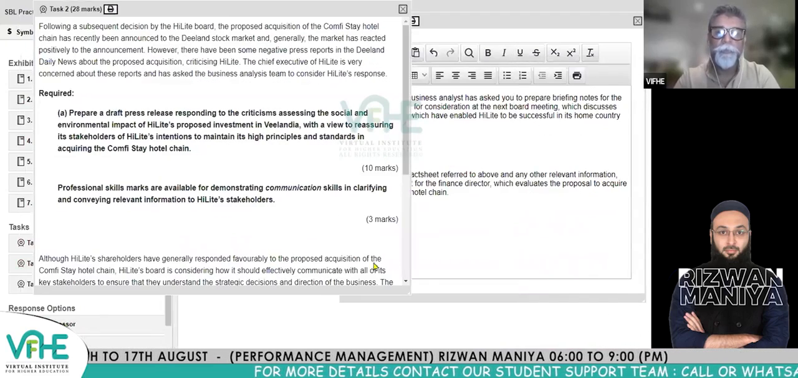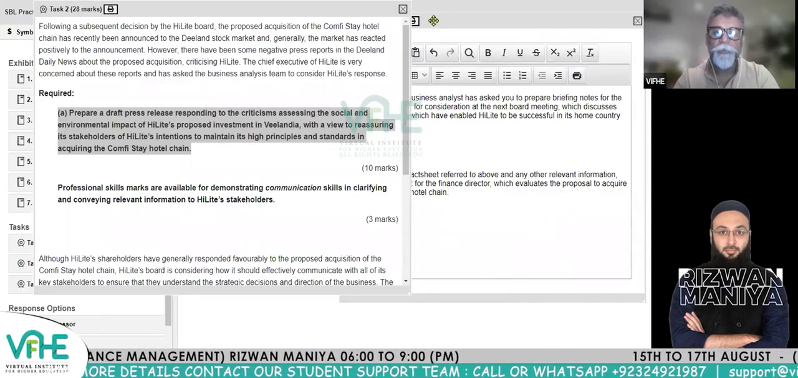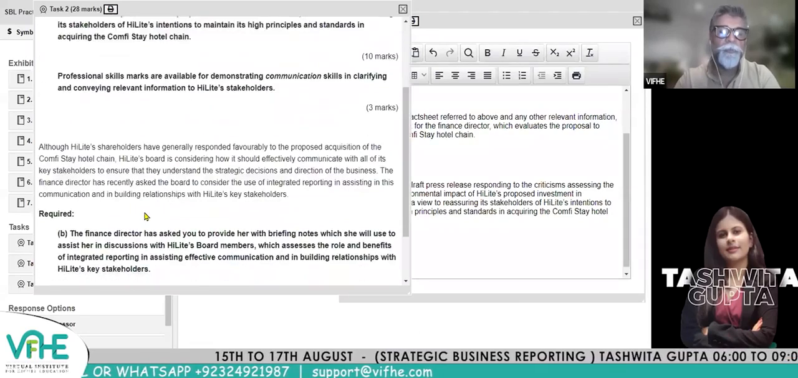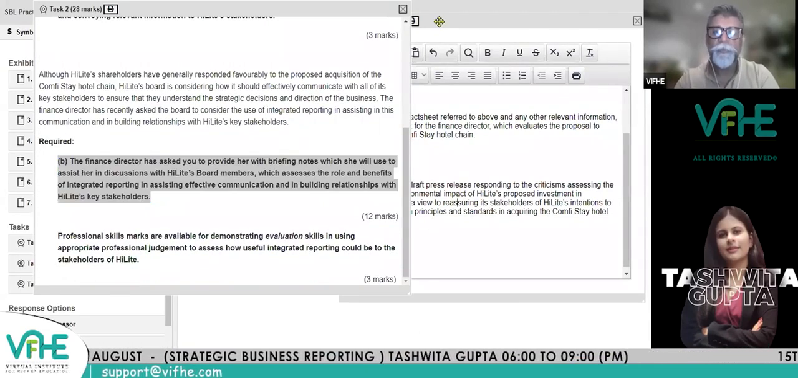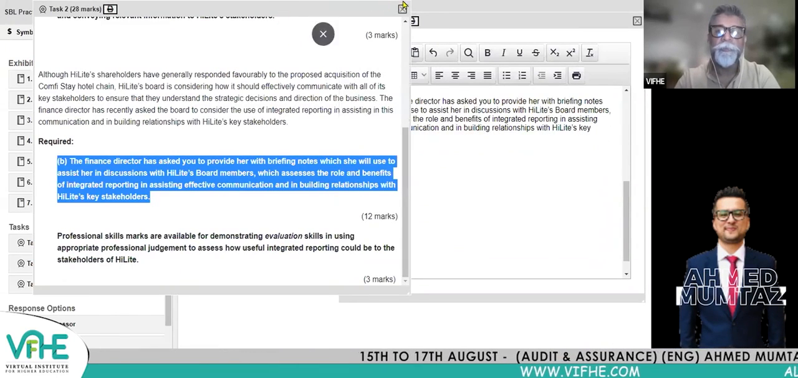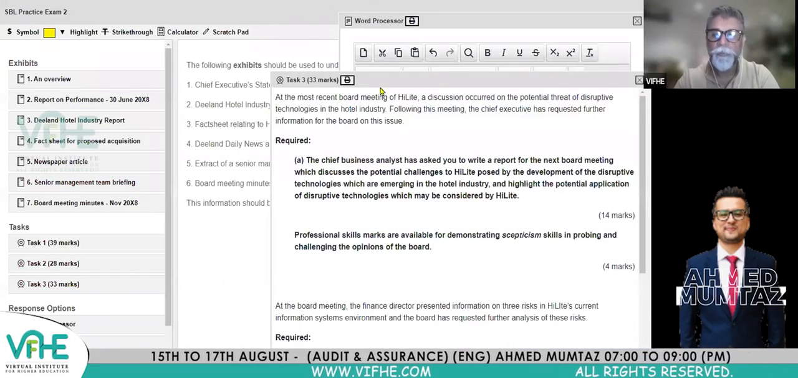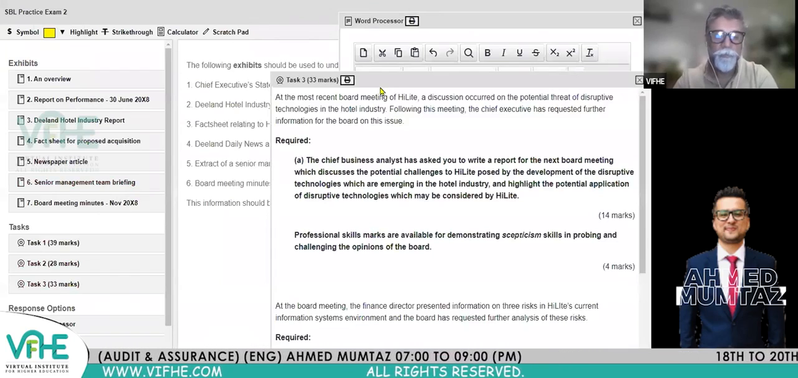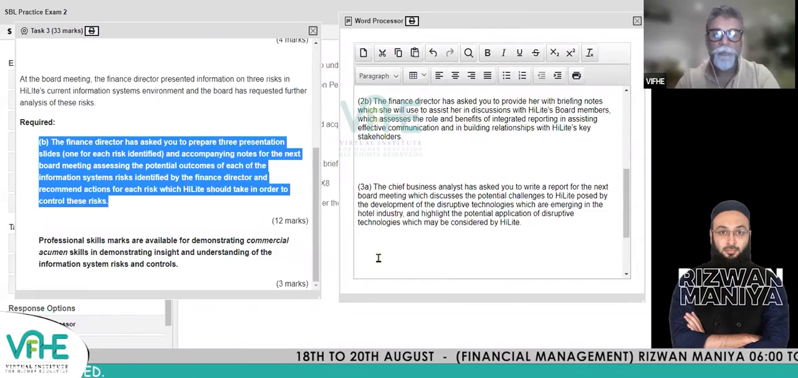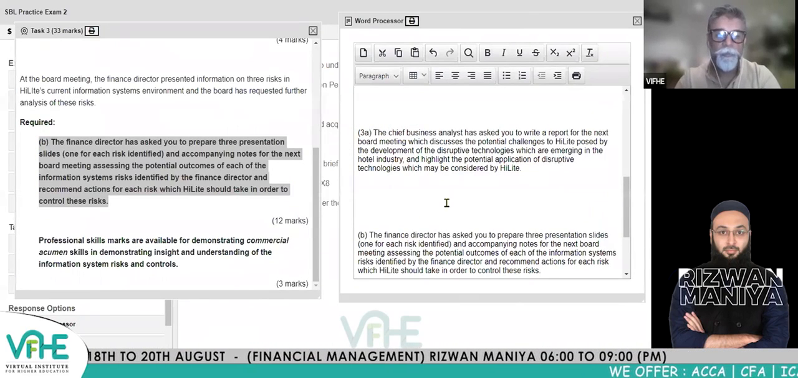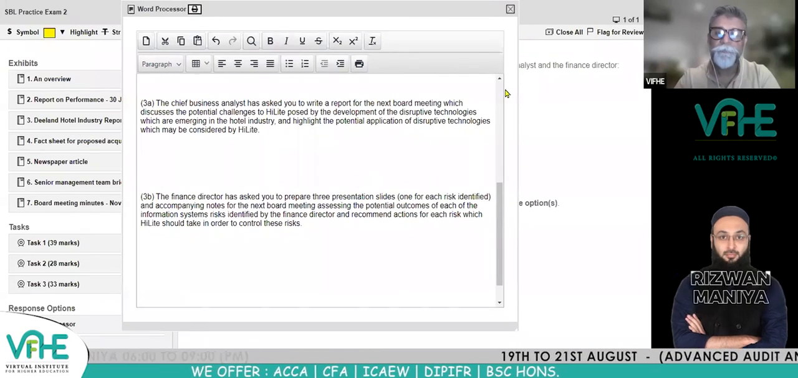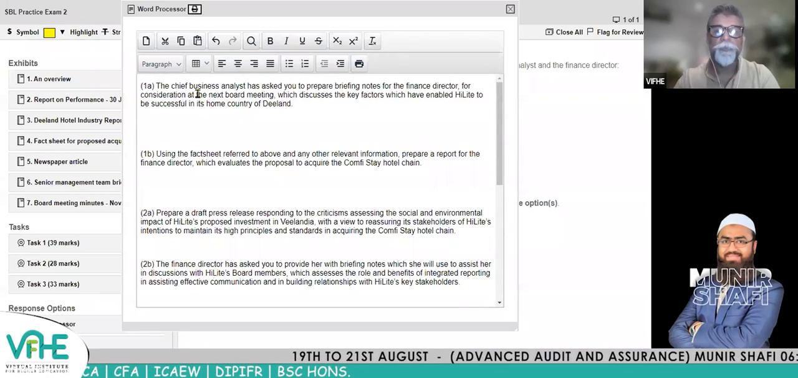I will go to task number 2, 1, 2, 3, triple click, Control C, and okay, 2A, and then scroll down, Control C, 2B. I will close this, and then task number 3 is Control C, 3A, and 3B. Okay, done. So what I've done is I just copy pasted all the requirements on one sheet, and so that's one.